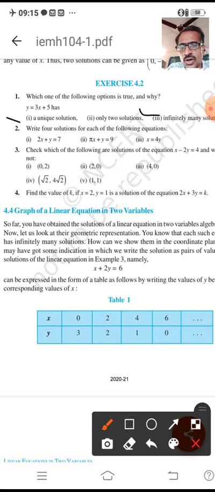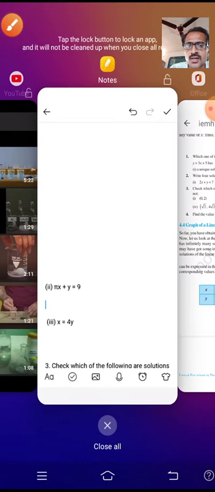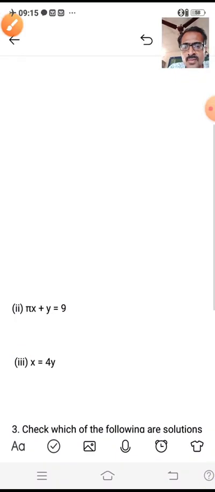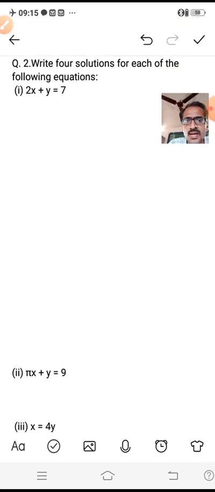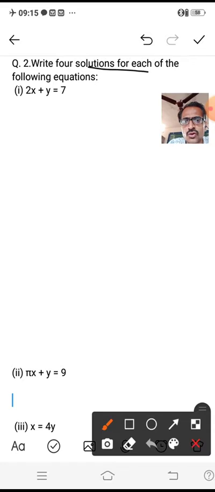Write 4 solutions for each of the following equations. Let us solve this. Here we have the question. Okay, it is: write 4 solutions for each of the following. First is 2x plus y equals 7.